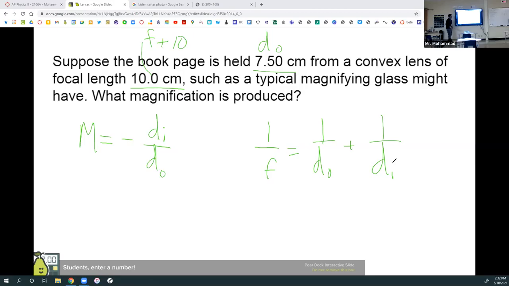Again, find the distance of the image first. And this one's going to be a virtual image. So you should get a negative distance. And a virtual image is always going to be upright. So you should end up with a positive magnification. So your distance of the image should be negative. And the final answer should end up being positive.